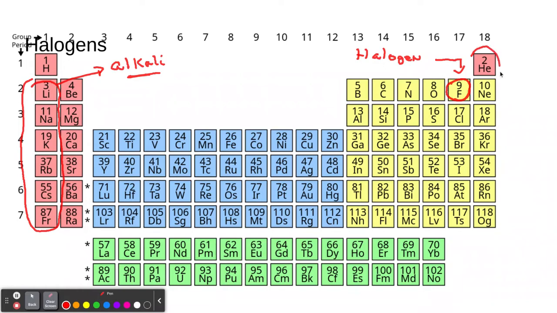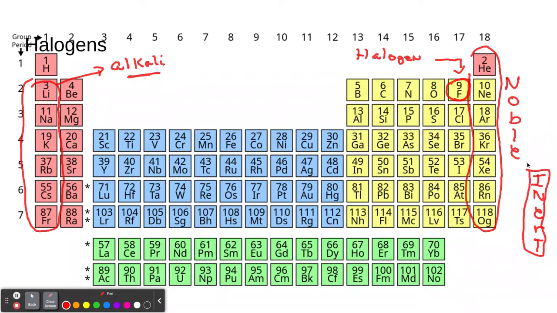And over here, these are the nobles. These are the noble gases. And the noble gases are inert. They're non-reactive. And there's some special cases with krypton, and we'll talk about that in a minute. So they're non-reactive. They're noble.